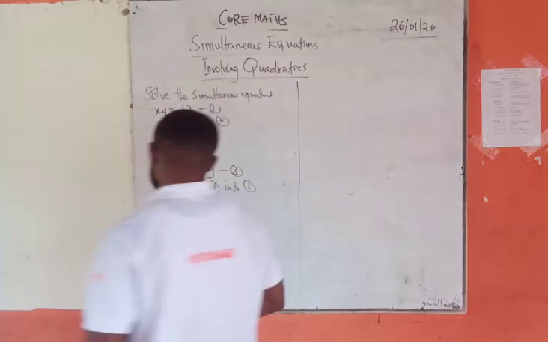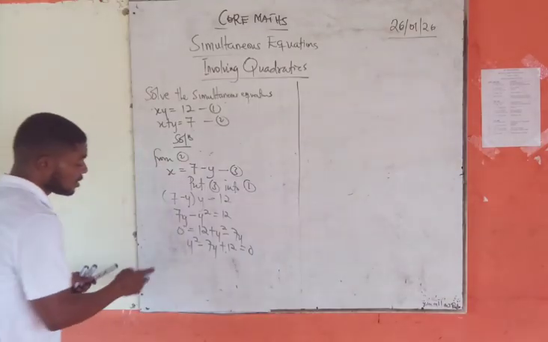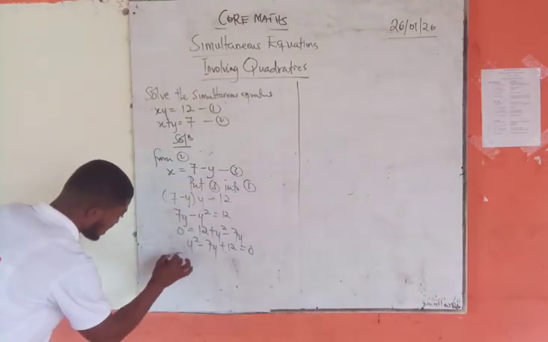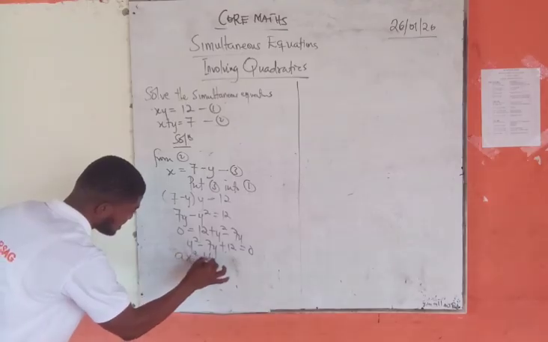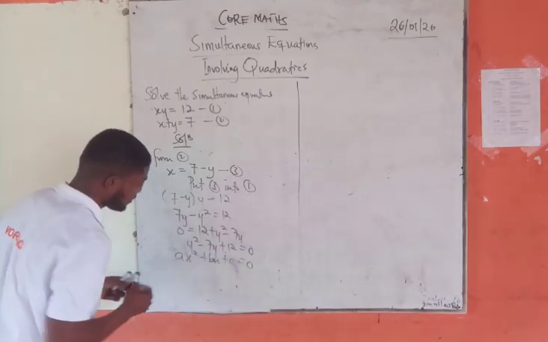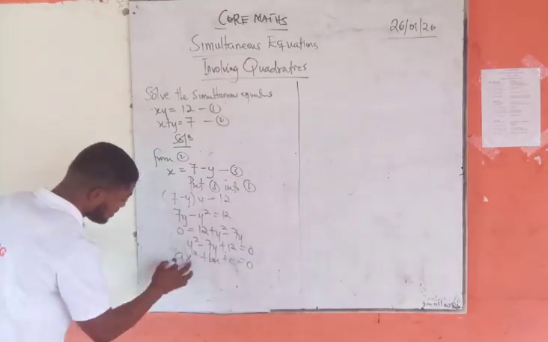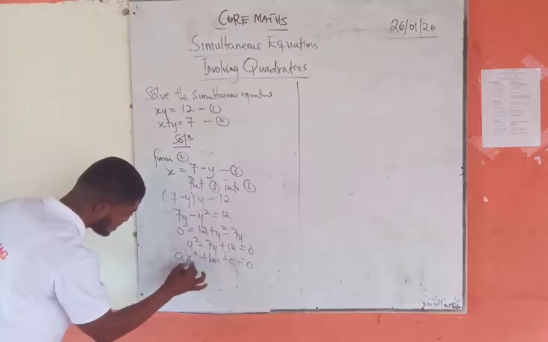So the factorization says that when you compare this with ax squared plus bx plus c is equal to 0. Better still, I want to replace the x with y so that you get the picture clearly.